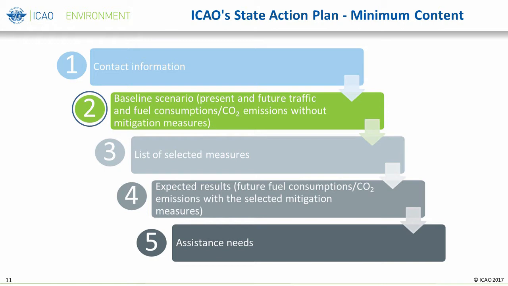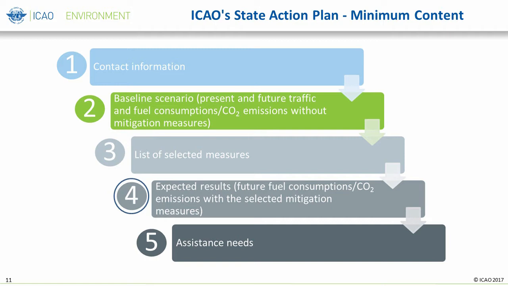In other words, the do-nothing scenario. Step 3. Mitigation measures are selected from the basket of measures based on consultation among stakeholders and taking into account the circumstances of the states. Step 4. Expected results in terms of CO2 emissions reduction by the selected measures would be quantified and compared against the baseline, or do-nothing, scenario.